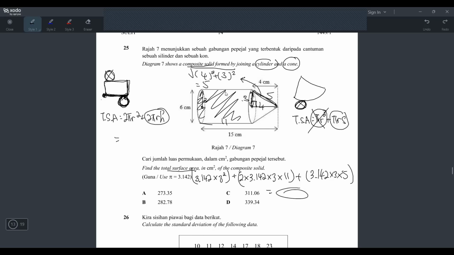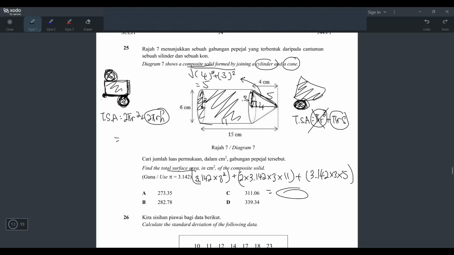It means you will not find the flat surface area of the cone, because this is the flat surface, the circle. You only find the curved surface area of the cone. This one we call the curved surface. This one we call the flat surface. Faham maksud saya? For the cylinder, this circle and this circle we call flat surface. The rectangle we call curved surface, because the rectangle will eventually curve up after you roll it. Macam tu lah.